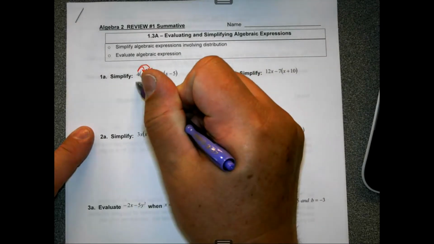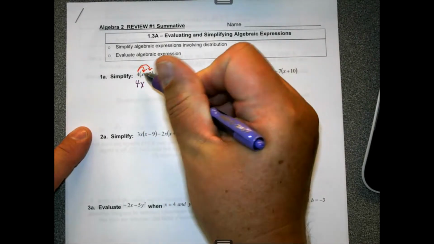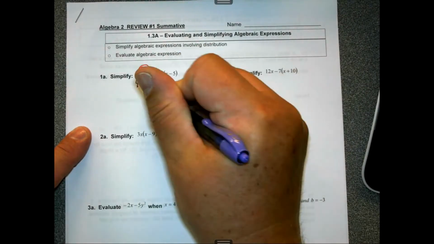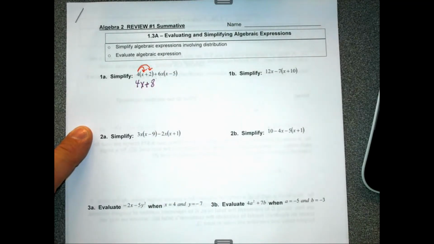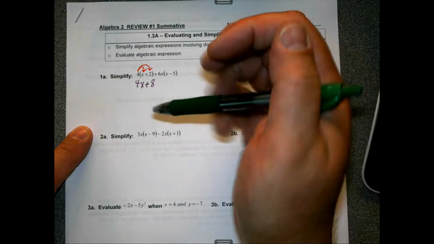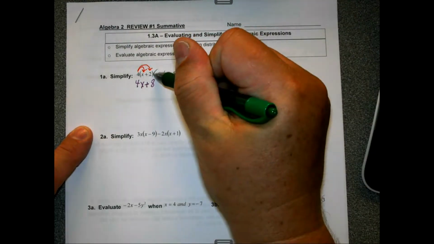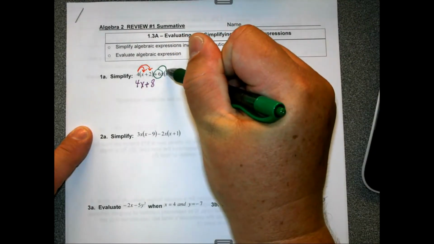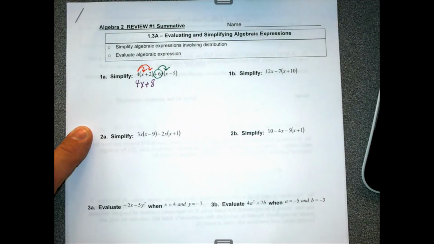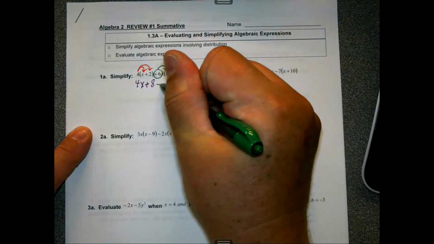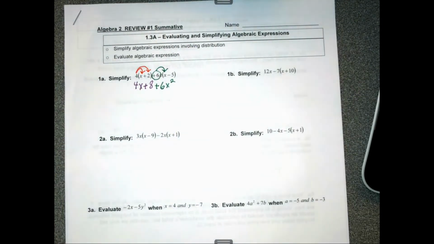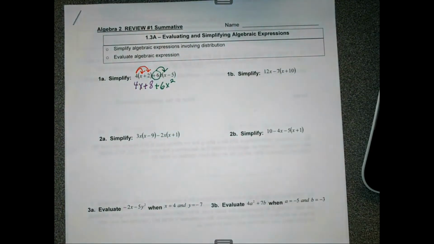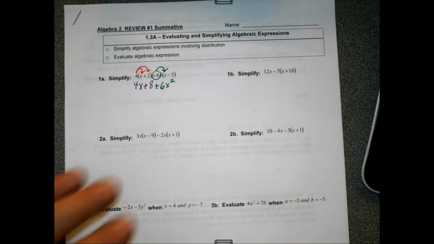4 times x is 4x. 4 times 2 is 8. And then I have to do the same thing to the second set. A positive 6 times x is positive 6x squared. Now, you guys know that when we multiply variables, you add the exponents, right?